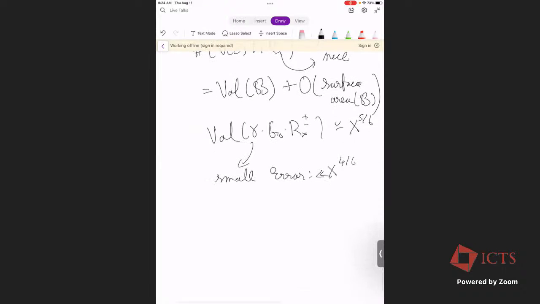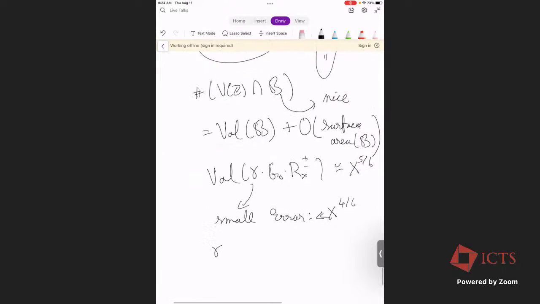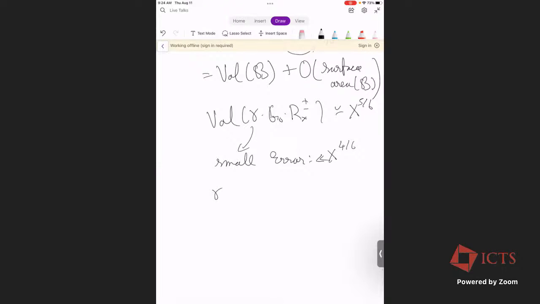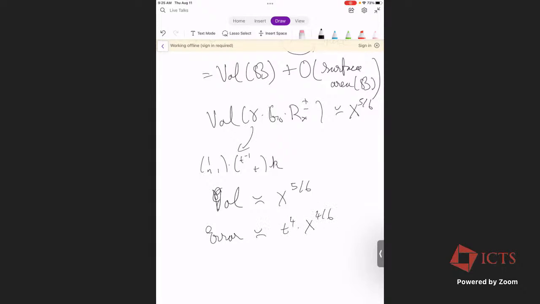However, when gamma becomes large, so I'll tell you more precisely what the error is. Suppose gamma is some unipotent element n1 times t inverse t times some compact thing, so something which sits inside a compact group, times some k. The volume again is going to be unchanged because translation by gamma doesn't change the volume. The volume is going to be some constant times x to the 5/6. The error term, on the other hand, is going to be around t to the 4 times x to the 4/6. And the point is that as t gets large, and remember, a priori t is going all the way to infinity, the error term can absolutely dominate the volume.